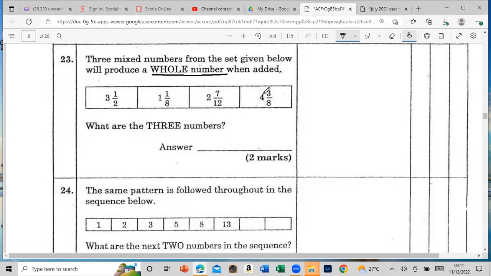So which 3 could we add? Inspect them and tell me. Go ahead. So 3 and 1/2, 1 and 1/8, and 4 and 3/8. All right. I added them. Okay. Very good. It's correct. All right. Listen. I added them, one whole number.